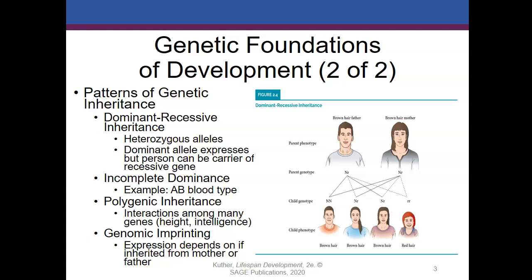Some traits are determined by a process known as genomic imprinting. Genomic imprinting refers to the instance in which the expression of a gene is determined by whether it is inherited from the mother or the father.